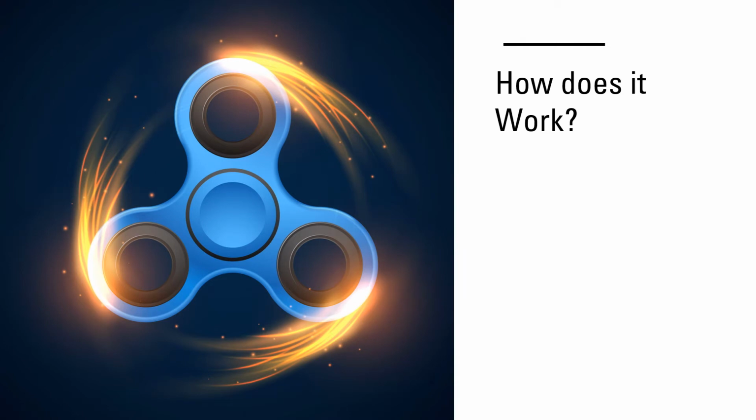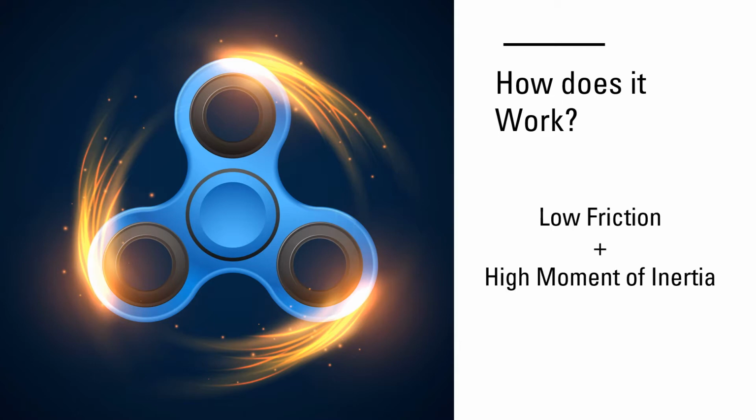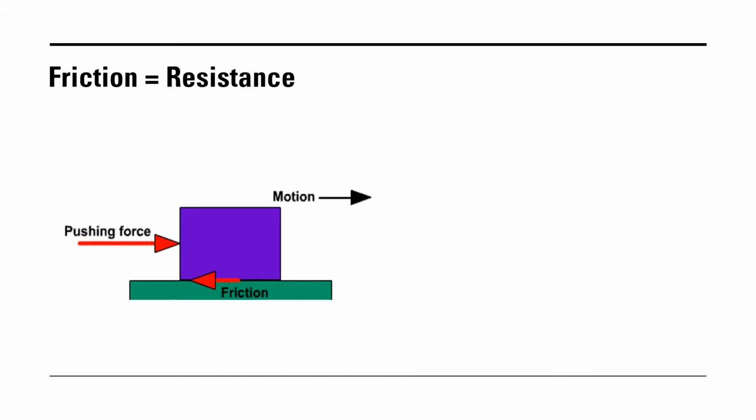A fidget spinner works due to the combined effects of low friction resulting from the use of ball bearings and high moment of inertia associated with the object's shape and weight distribution. Friction is a resistance force. When two objects rub against or slide over one another, they experience resistance because neither surface is perfectly smooth.